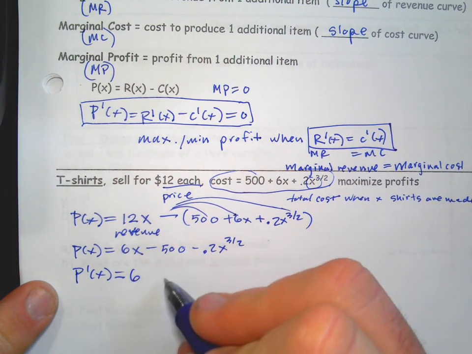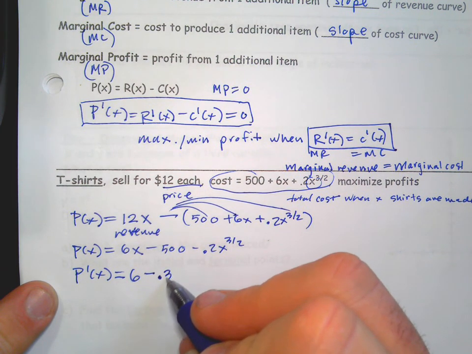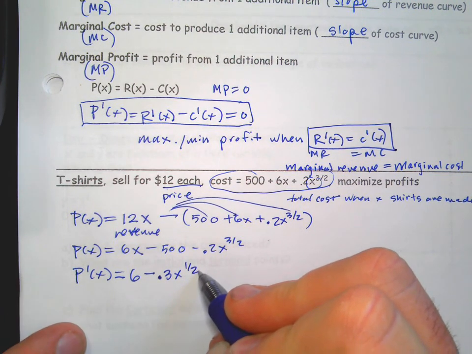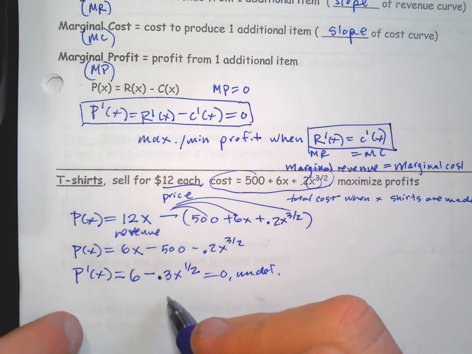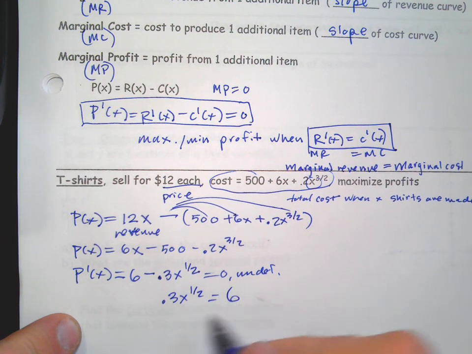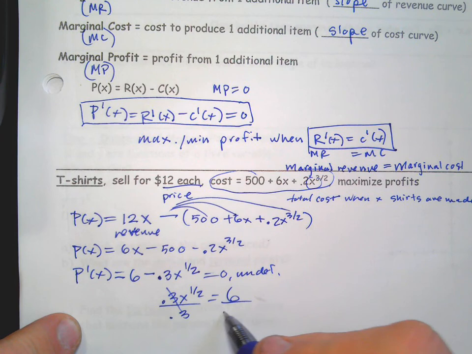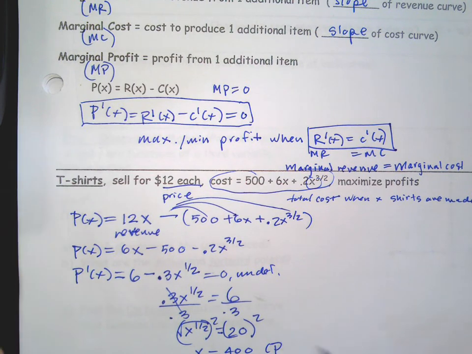So it's going to be 6 minus 0.3 x to the 1/2. And we're going to set it equal to 0 or undefined. And so then we get 0.3 x to the 1/2 equals 6. And divide both sides by 0.3. And we get x to the 1/2 equals, now 6 divided by 3 is 2, but this is going to be 20. And then you're going to square both sides. Don't take the square root. That is a square root. We're going to square both sides, no plus or minus, and we get 400. So this is our critical point.